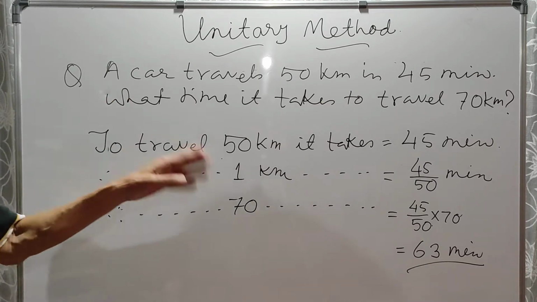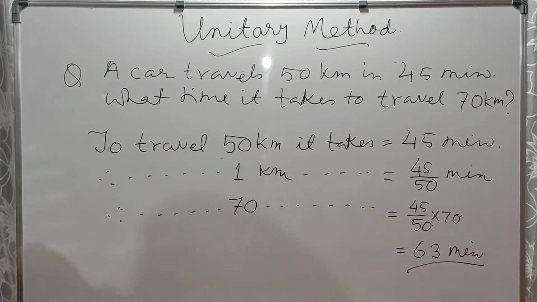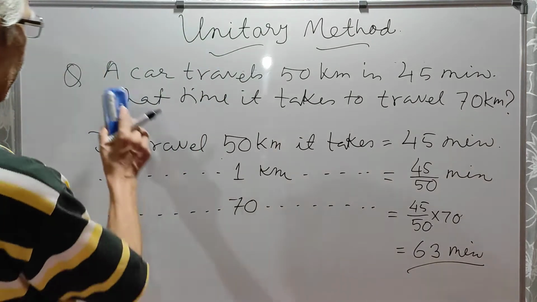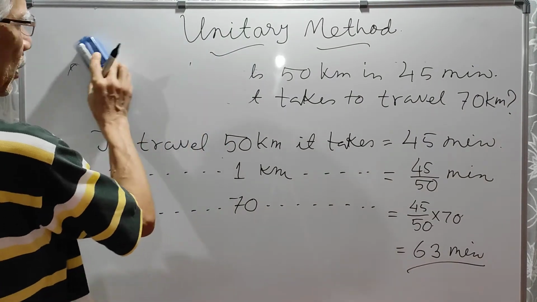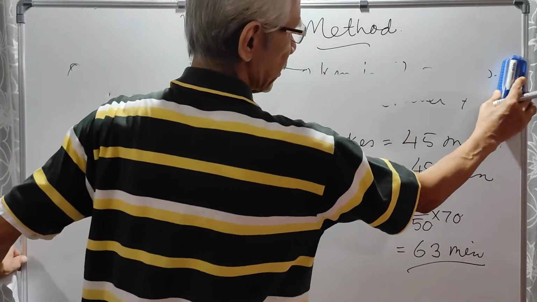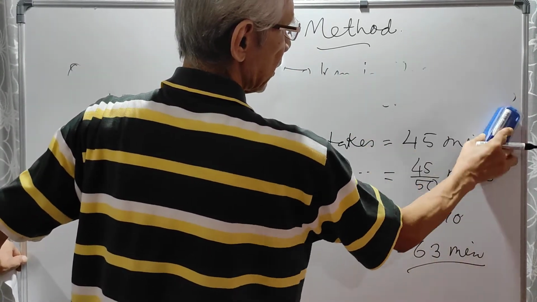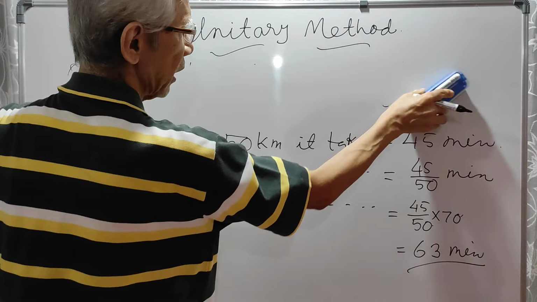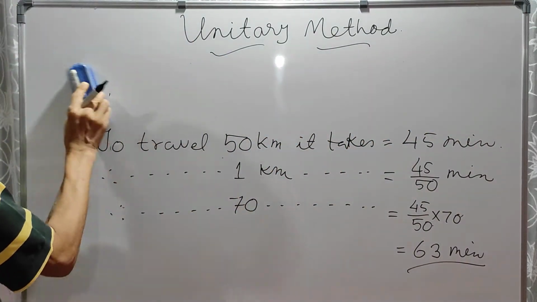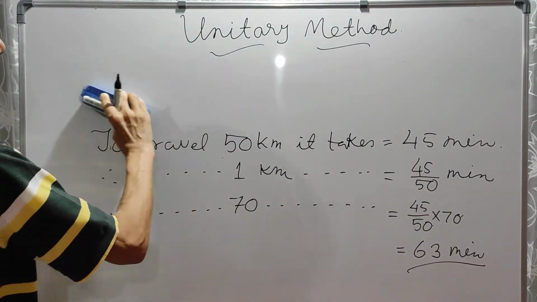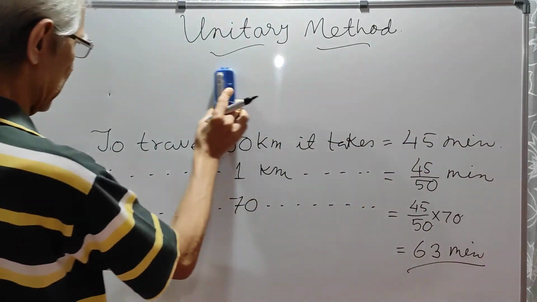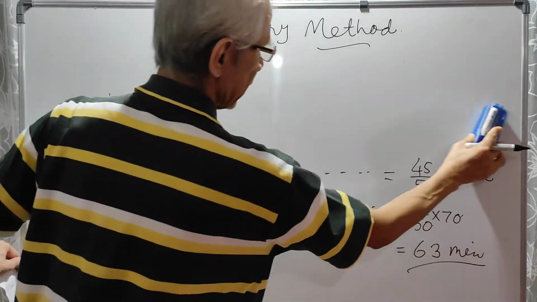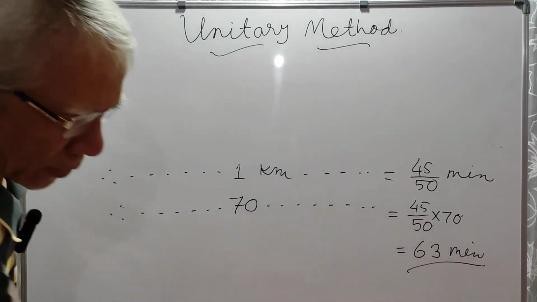I hope now things are becoming clear to you. Now let us see another example of this type. So why is it called unitary? That point I hope has been clear. Unit means one, and at first we always find for 1. Okay, now let us see the next question.